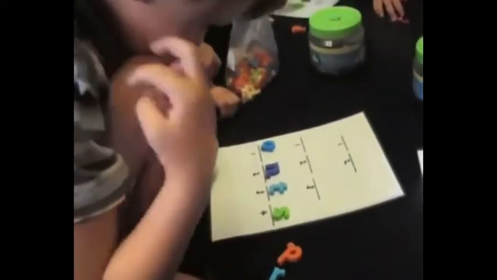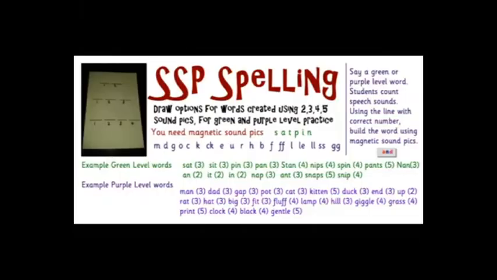Sarah. Well done. So we're building green, and we'd also do purple level words. They are words created just using the green and purple level sound picks. Obviously with a group here, even though we've all been working the same amount of time, and I've been working in a group because I've just been going in once a week, the children are all at very different levels.